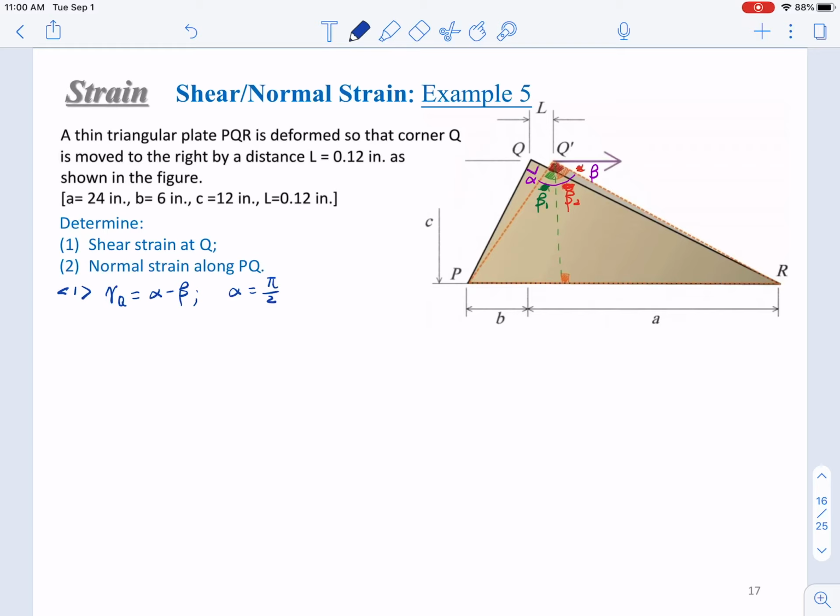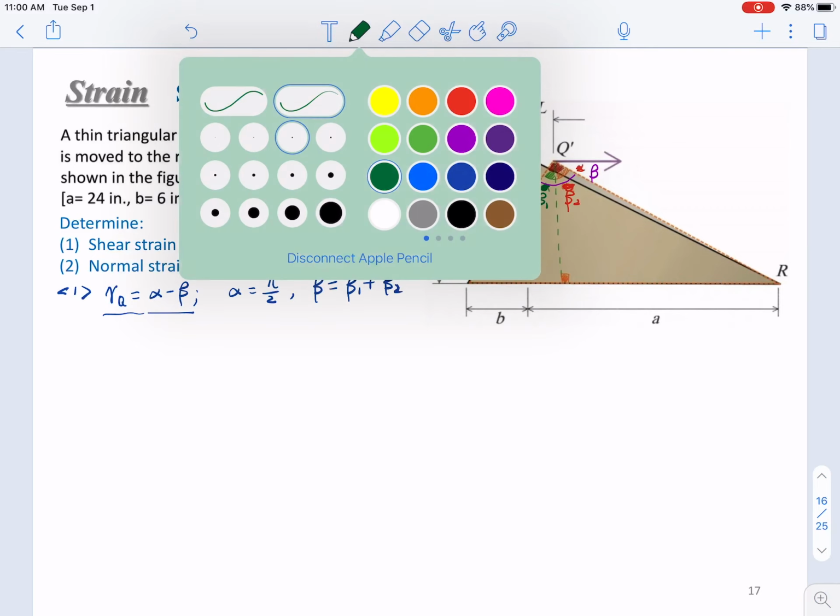And the angle after deformation beta equals what we have divided into beta 1 and beta 2, so beta 1 plus beta 2. We just need to find beta 1 and beta 2, then add them together to get beta, and then you can calculate gamma Q by the first equation. So this problem has been simplified to finding beta 1 and beta 2. First of all, let's look at beta 1. We can find beta 1 from the first triangle here.